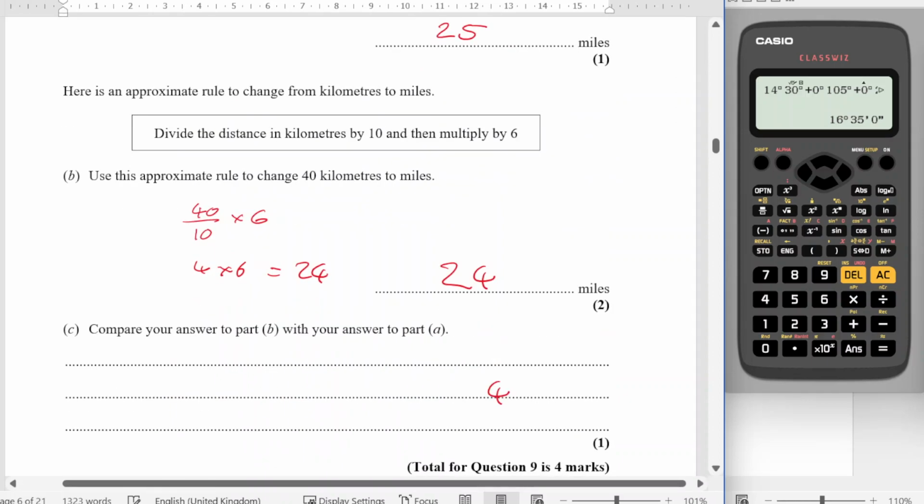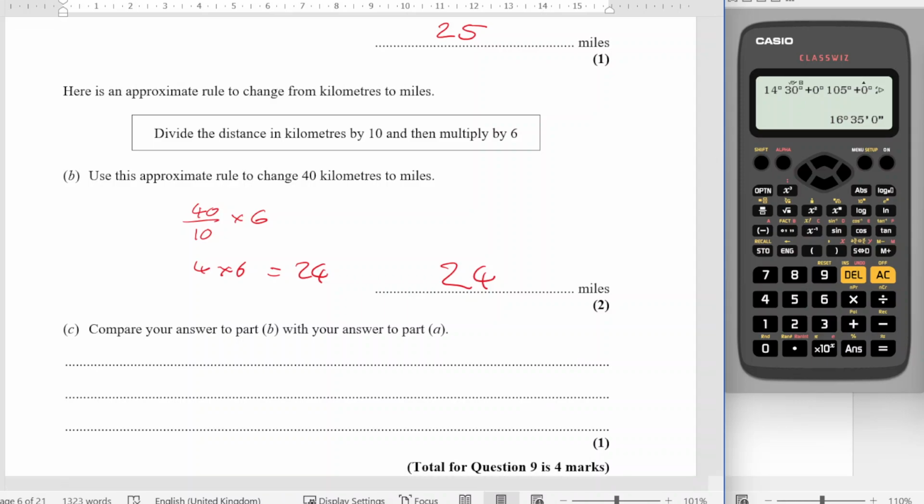Compare your answer to part A with your answer to part B. My answer to part A is larger. The answers are close, but my part A is larger than part B.